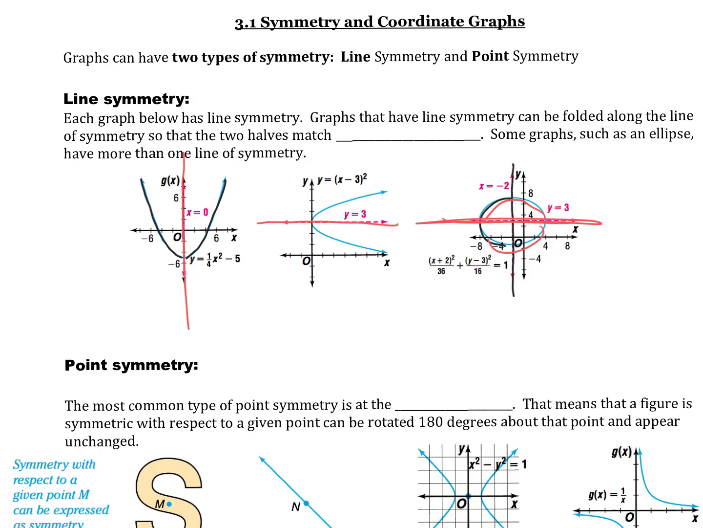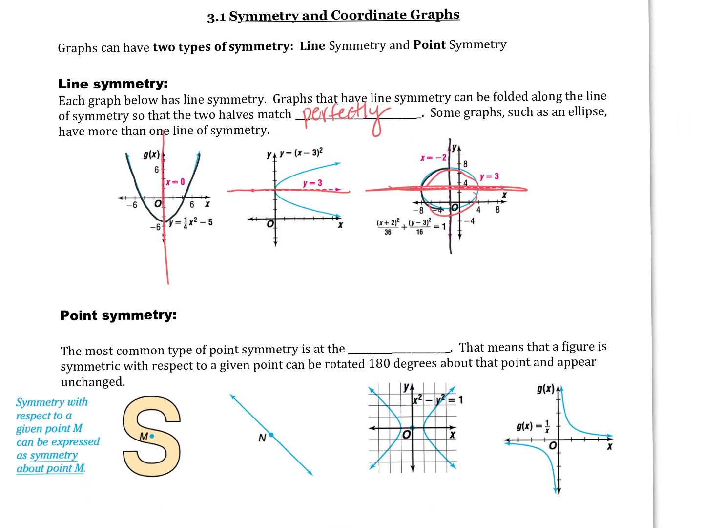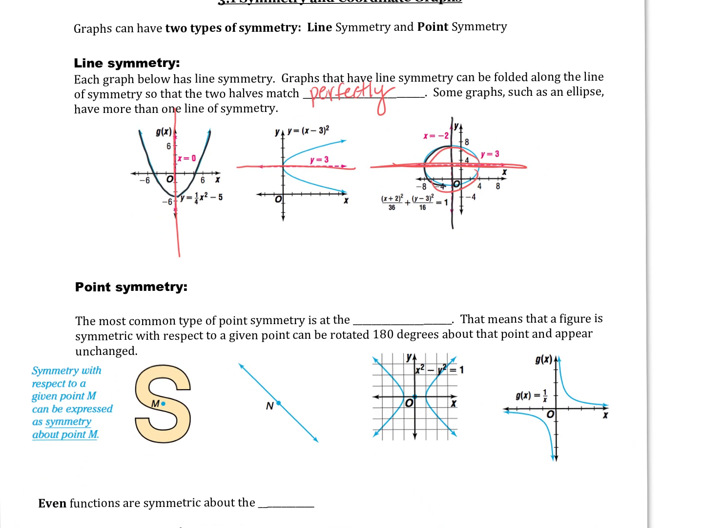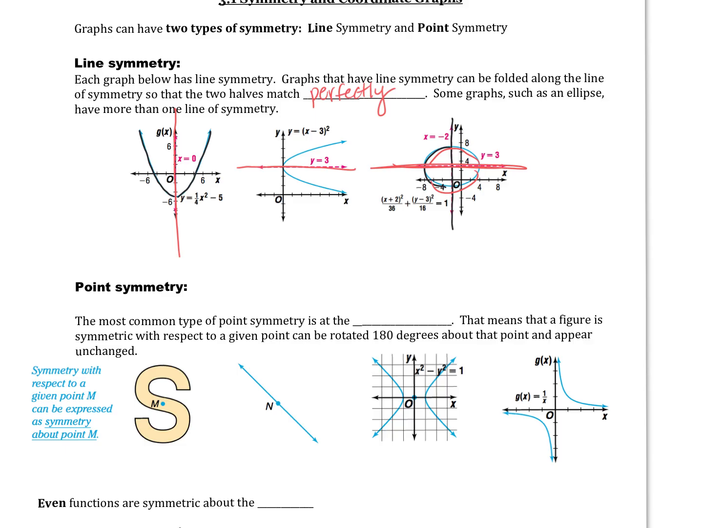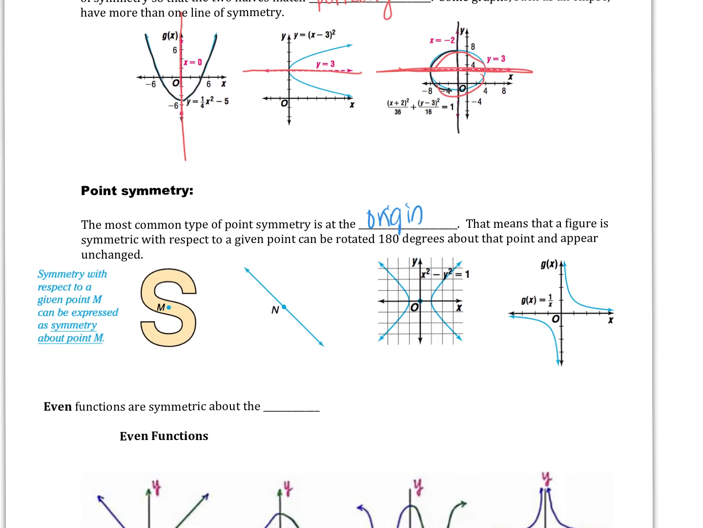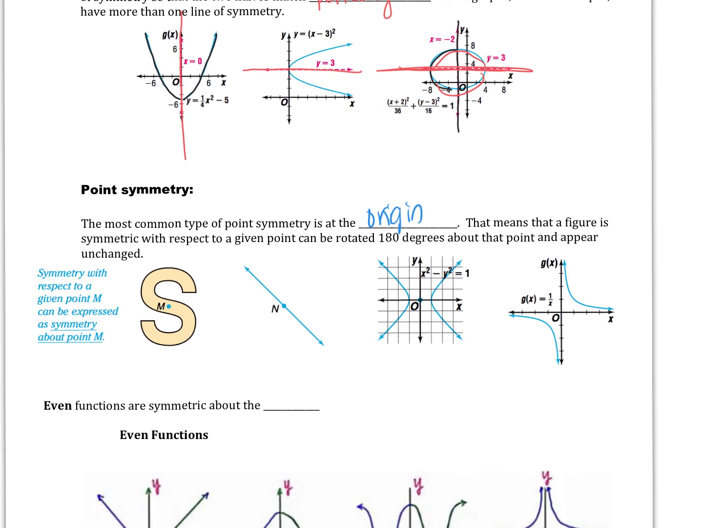So I said, if something has line symmetry, the two halves match perfectly. This is a little redundant because I just said the two halves match. And if they match, they're going to match perfectly. But you get what I'm saying. Line symmetry, that's when we fold it. Point symmetry is when I rotate it. So it says the most common type of point symmetry is at the origin. And that means that the figure is symmetric with respect to a given point, and it can be rotated 180 degrees about that point and appear unchanged.